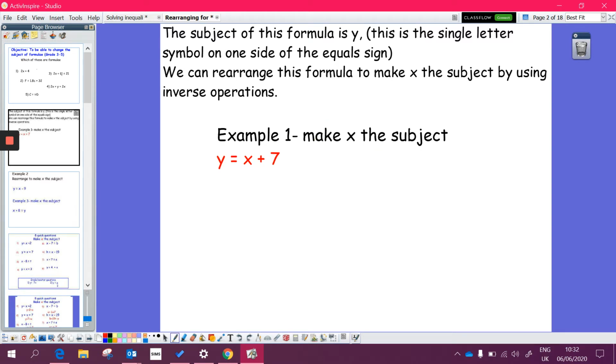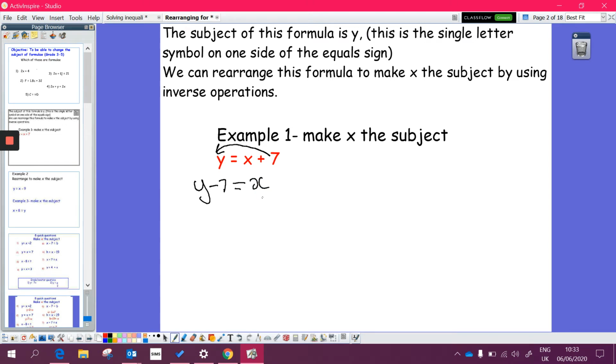So very similar rules to when we're solving equations. We need to move things over. Instead of getting rid of it, we're moving it. And when we move something over, so for example, to be left with just my x, I need to move this 7 over to the other side. And what happens when you jump over an equal sign, it does the opposite. So a plus 7 on the opposite side becomes a minus 7. So we'd end up with y minus 7 equals x. And there you've got x is now the subject because x equals.